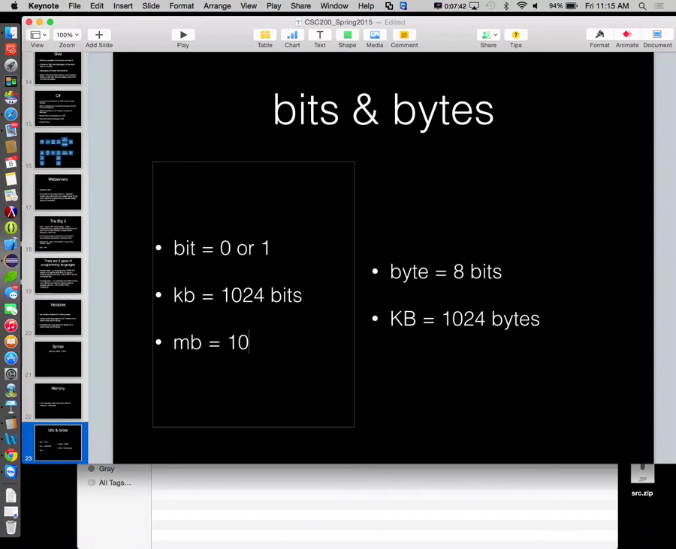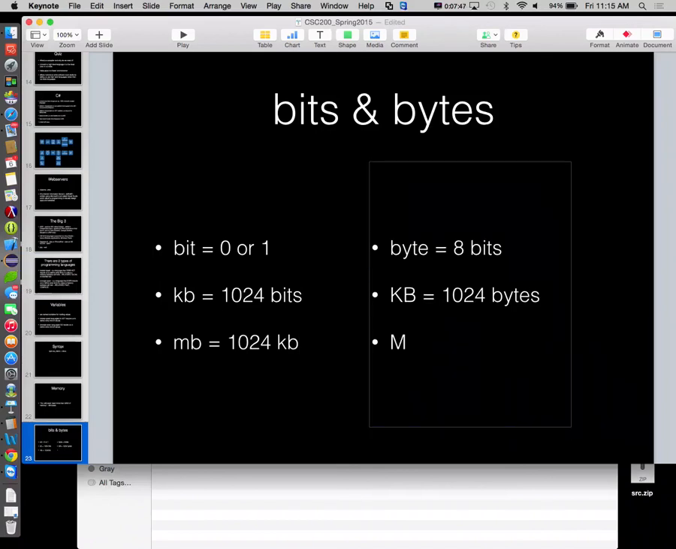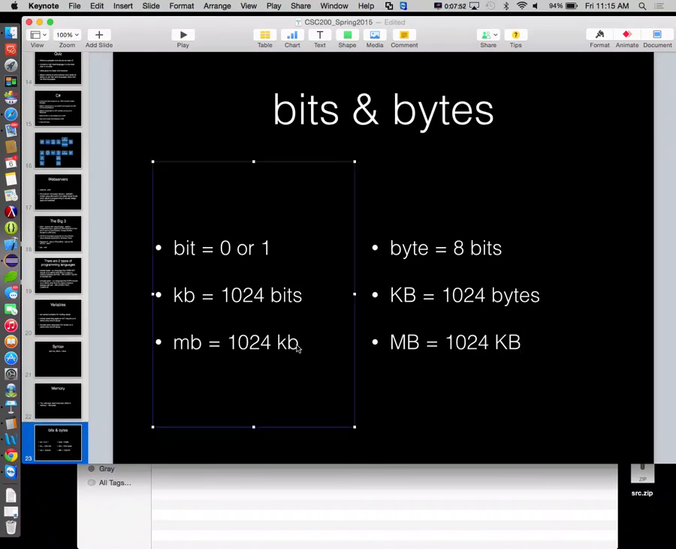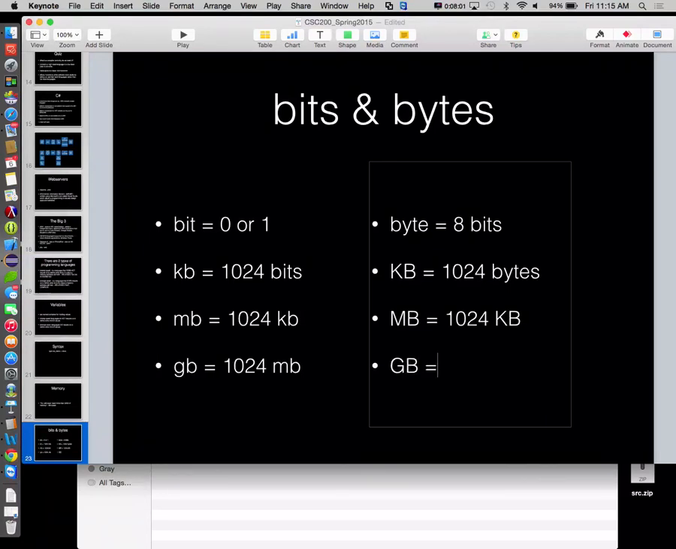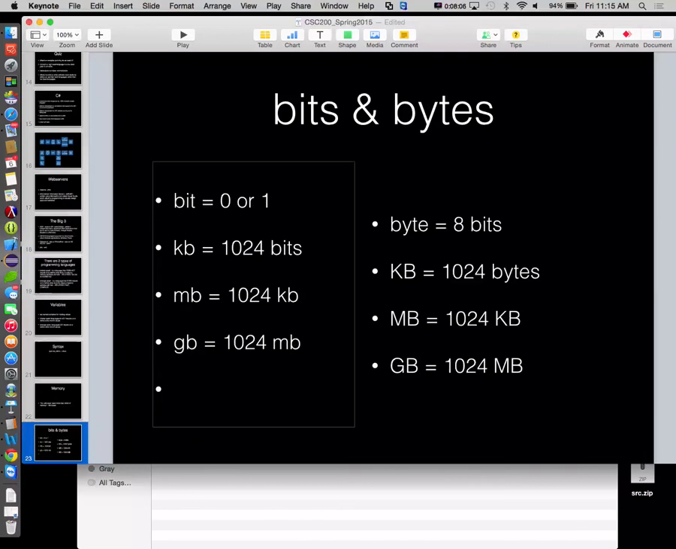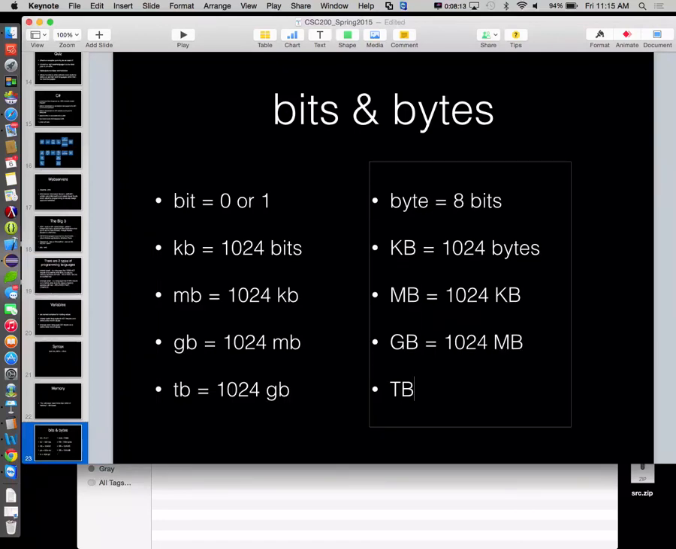A megabit is 1024 kilobits. A megabyte is 1024 kilobytes. A gigabit is 1024 megabits. A gigabyte is 1024 megabytes. A terabit is 1024 gigabits. And a terabyte is 1024 gigabytes.